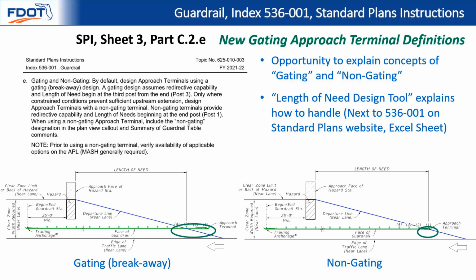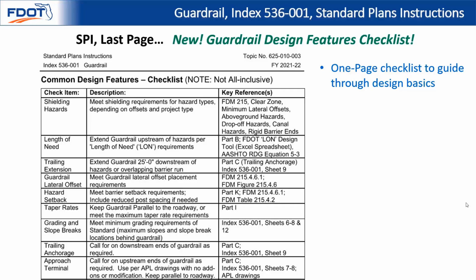Now, one last thing to mention regarding gating and non-gating terminals is the availability on the APL website. Because the department has now moved to MASH approach terminals for TL3 and higher speeds, manufacturers have been having a more difficult time making the MASH approach terminals work with a non-gating design. So currently right now, I don't believe we have any of those available for TL3. We only have non-gating terminals available for TL2 for the lower speed. But we are actively on the lookout for possible non-gating terminals for MASH TL3. So if you do want to incorporate non-gating in your design for TL3 and higher speeds, please check the APL website before doing so.